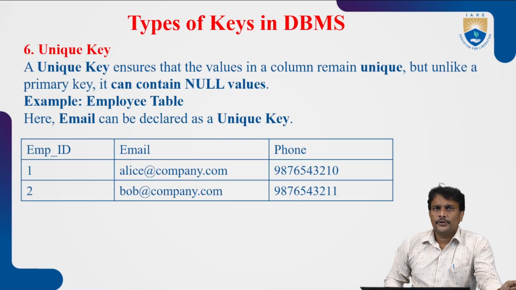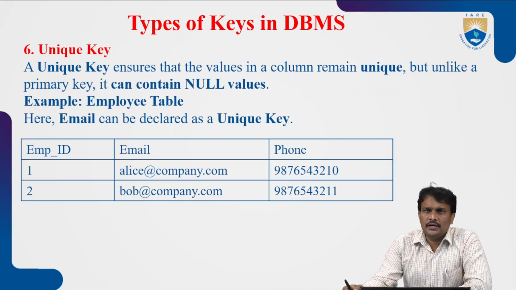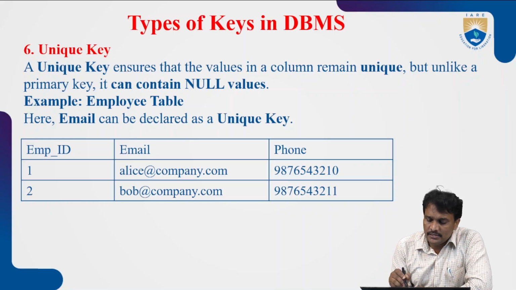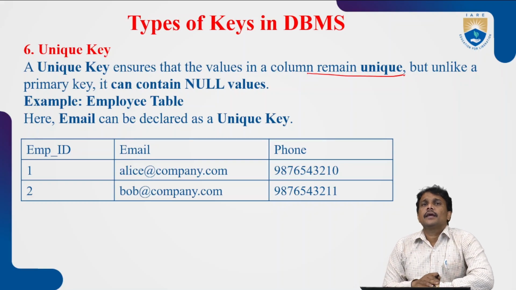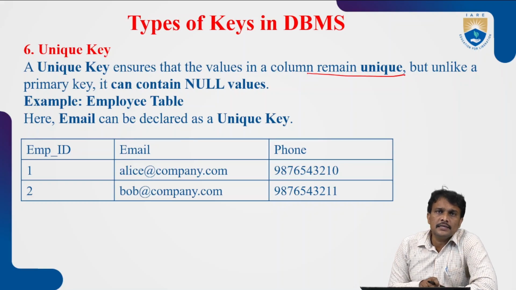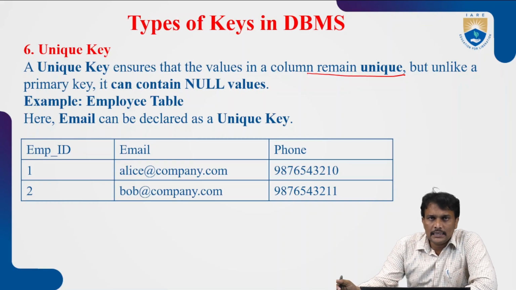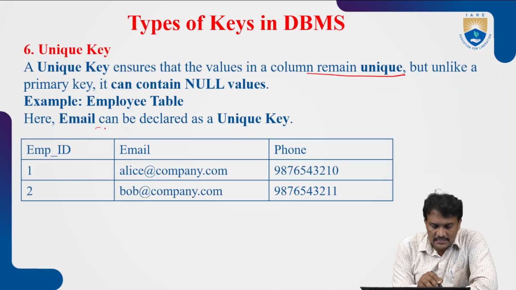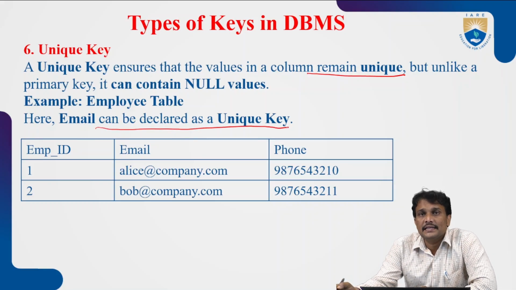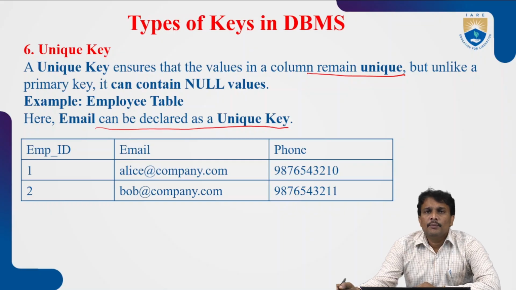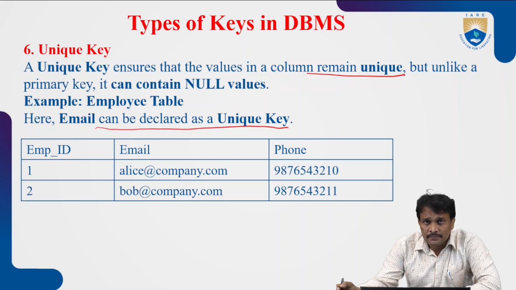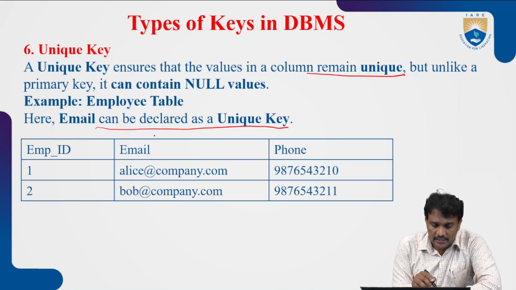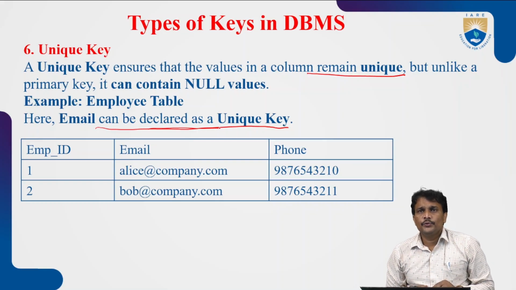Next one, unique key. A unique key ensures that the values in a column remain unique. But unlike a primary key, it can contain null values. See the example in the employee table. Here the employee table consists of employee ID, email, and phone number. Email can be declared as a unique key.